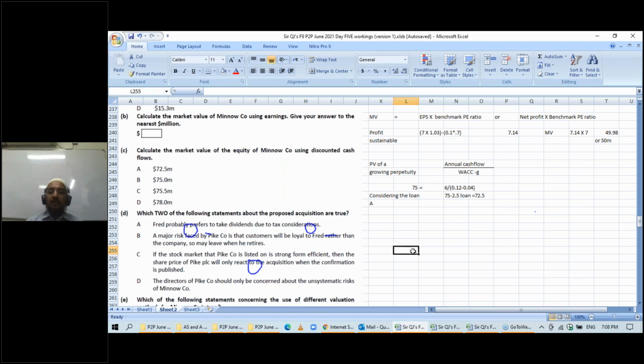Okay. So students, that's all for the day 5. Now there is plenty of practice material for this business valuation on this sheet 5, and you will get the answers very shortly.